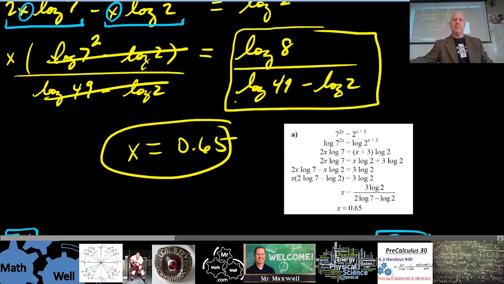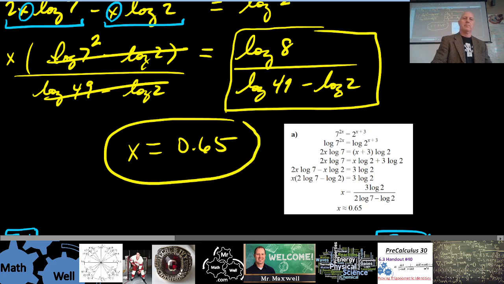Okay, does that help? And again, if you write this as 7 squared or even 2 log 7, that's totally fine. We're doing it on the calculator anyways, so you can leave those like that if you want. This just kind of gets it a little simpler.